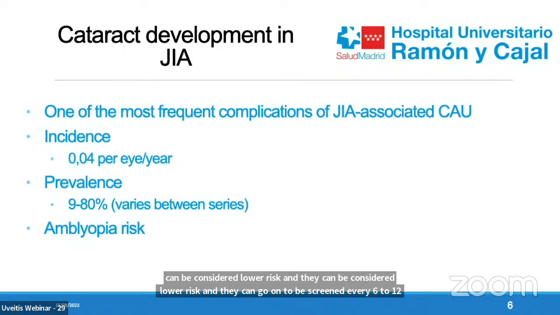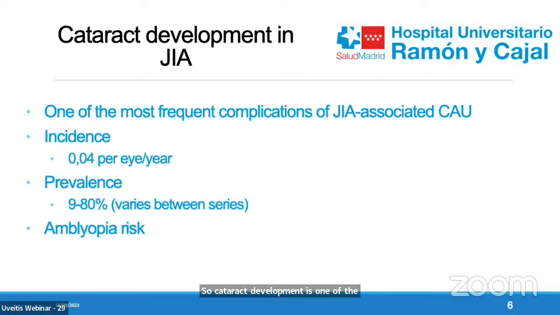So cataract development is one of the most frequent complications of patients with juvenile idiopathic arthritis associated chronic anterior uveitis. The incidence is not very high, it's just 0.04 per eye and year, but taking into account that the disease is chronic, the prevalence goes up to 80 to 90% and varies a lot between series. Older series seem to show higher prevalence. More recent series show lower prevalence, probably because of the changes in management of systemic inflammation, as we will see next. It is important because cataract may develop at an early age, and that may lead to amblyopia risk and may lead the patient to have low vision in their eyes for all their lives.